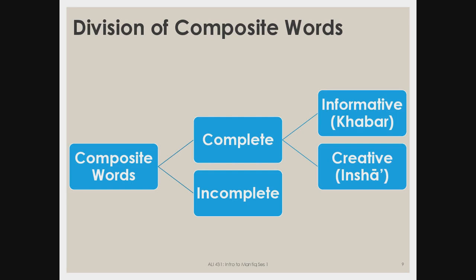Sometimes these statements are incomplete. What do I mean by incomplete? An incomplete statement is one where, when you say it, your audience is still expecting you to say something after that. For example, if I say, I went to, everyone's like, I went to what? I went to school, I went to, I don't know, office. Where did you go? That's an incomplete statement. I didn't finish my statement.